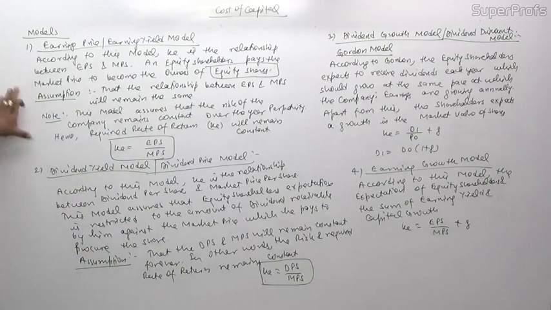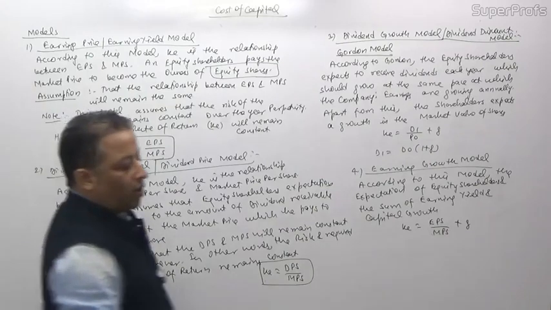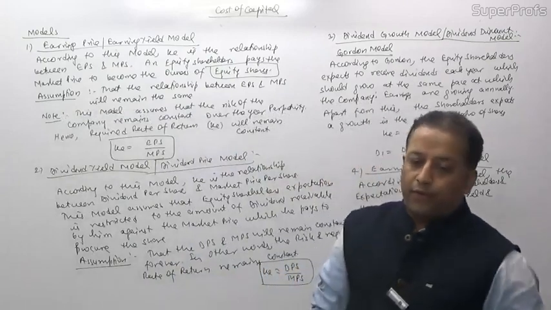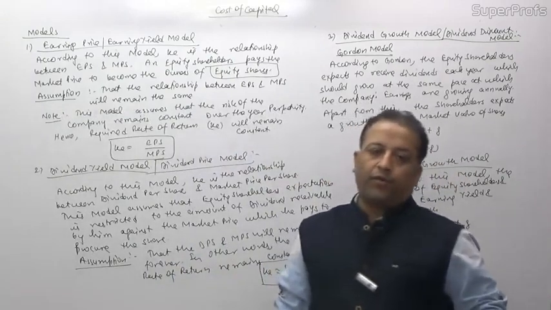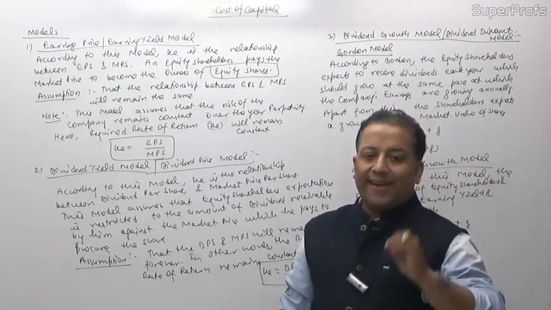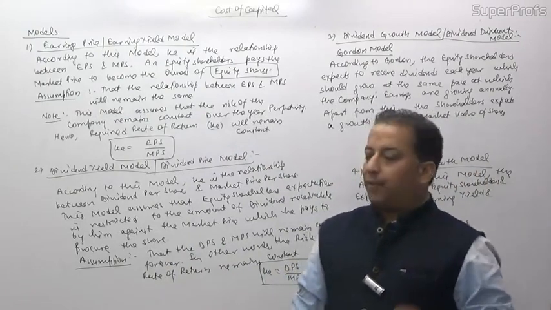So the first model, the earning price model or the earning yield model: the formula to calculate the cost of equity is equal to EPS divided by MPS.